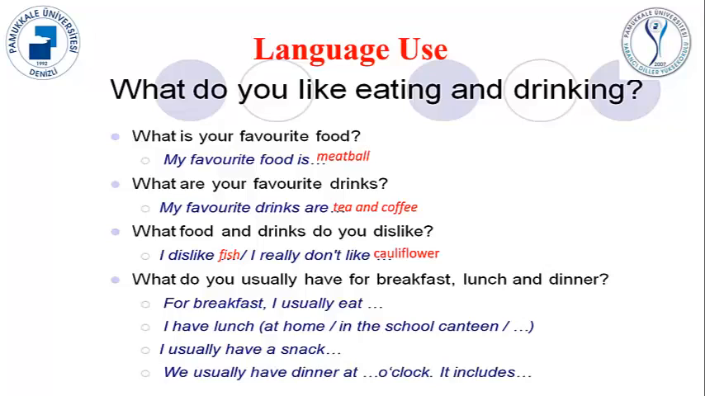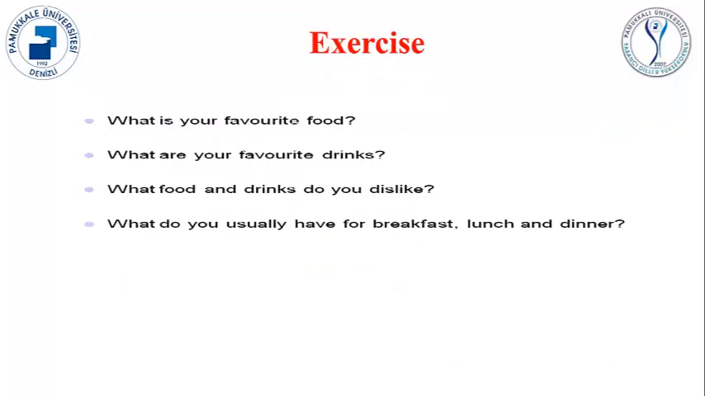For breakfast, I usually eat toast, eggs, jam. I have lunch at home, or I have lunch in the school canteen or dormitory. I usually have a snack, or you can use we usually have dinner at 8 o'clock. It includes rice, meat or chicken, you can say this.